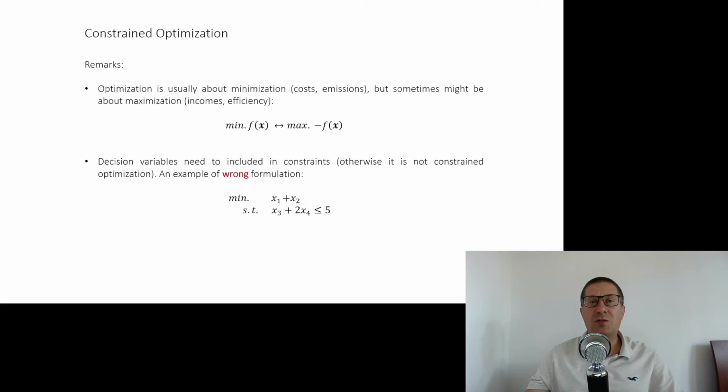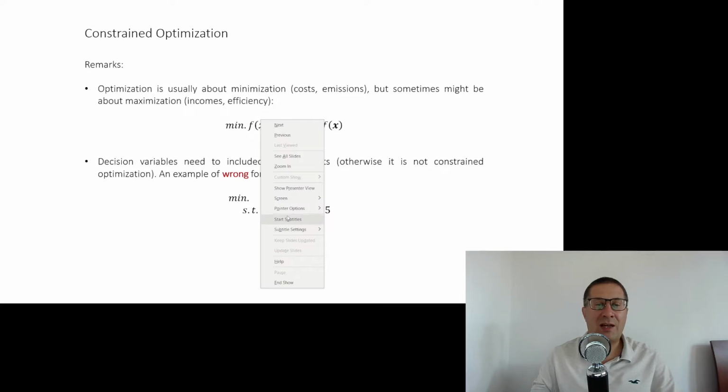The optimization is usually about minimization. We're trying to minimize costs, we're trying to minimize fuel consumption, we try to minimize emissions of harmful gases. But sometimes the same task can be formulated as maximization of incomes, maximization of efficiency, and we can easily switch between those two forms, because the minimization of a function f is the same as maximization of the function minus f.